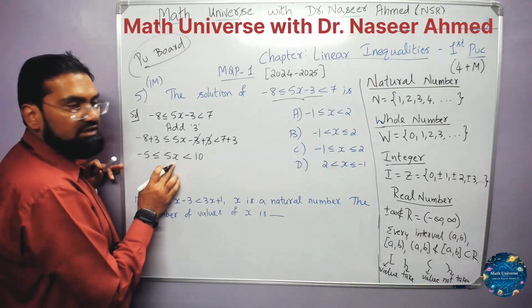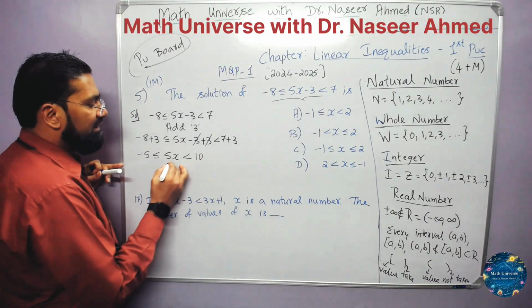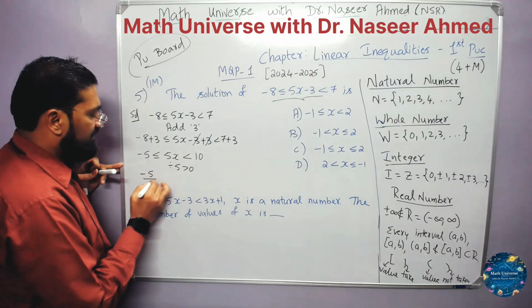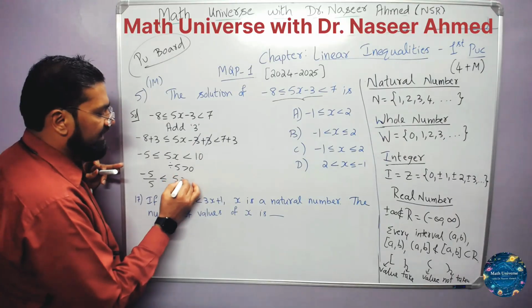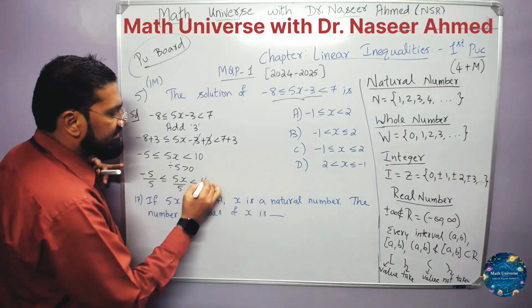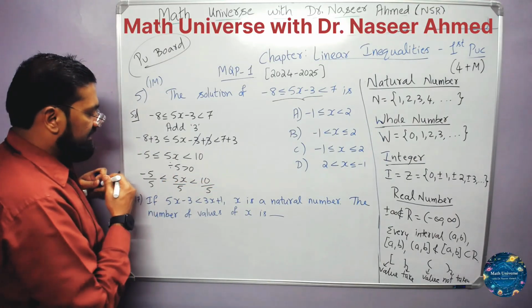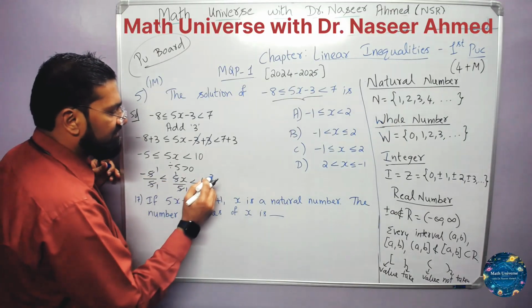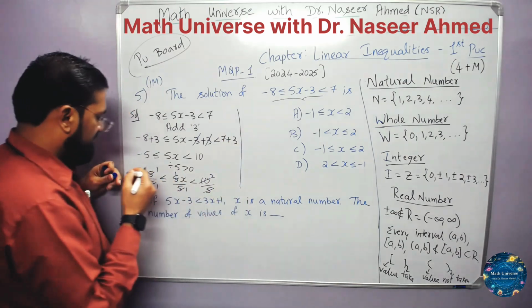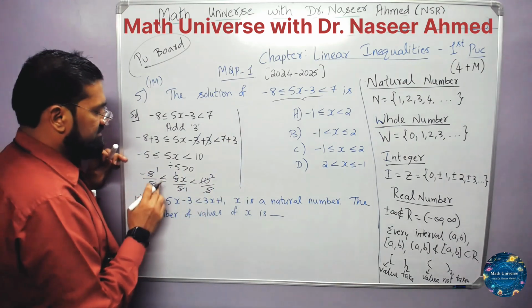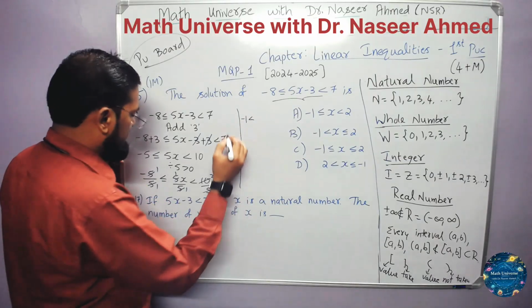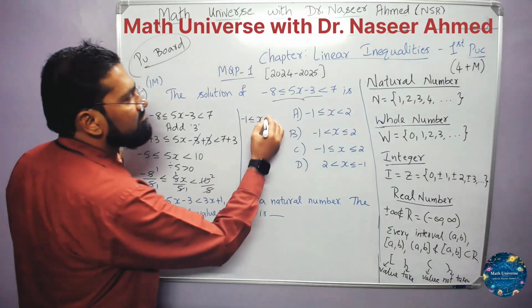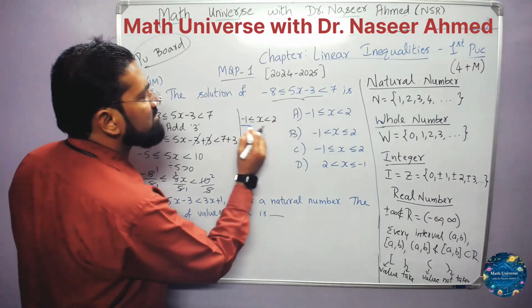Now, the solution without finding the value of x, you can see only x here. So I can divide by 5, 5 being positive, the inequality will not change. So minus 5 by 5 less than or equal to 5x by 5 less than 10 by 5. Very clearly 5 ones are 5, 5 twos are 10. So what we are going to have: minus 1 less than or equal to x, then strictly less than 2. That's it. This is your solution.